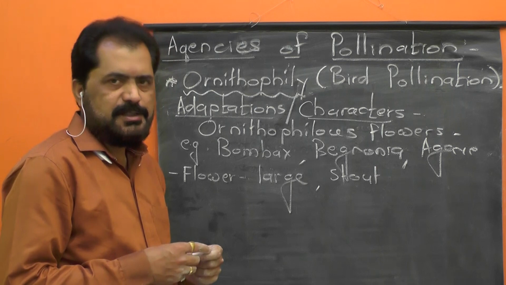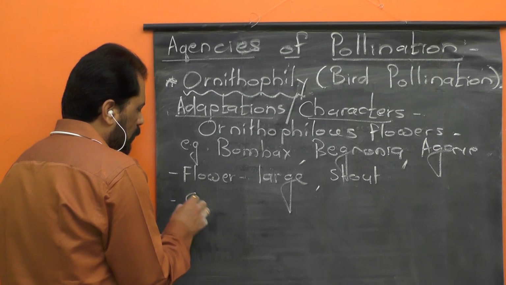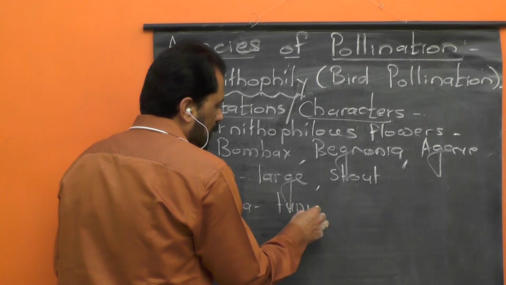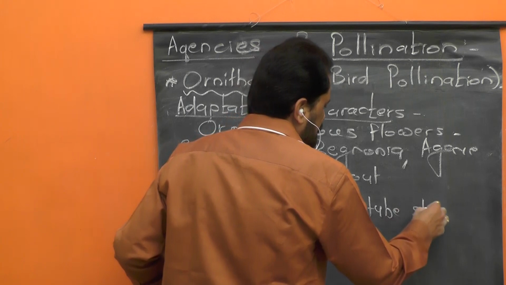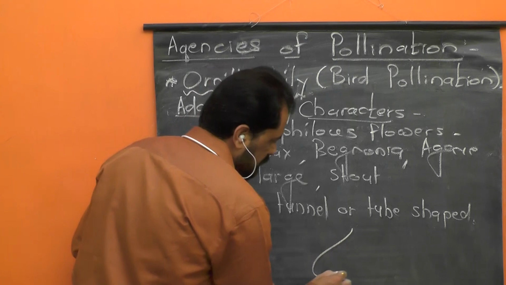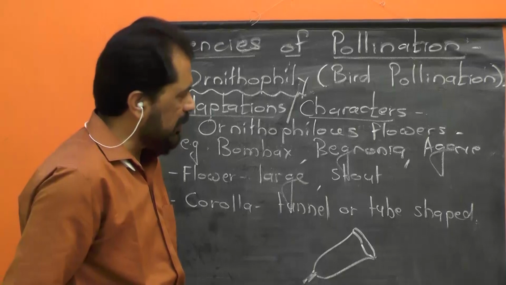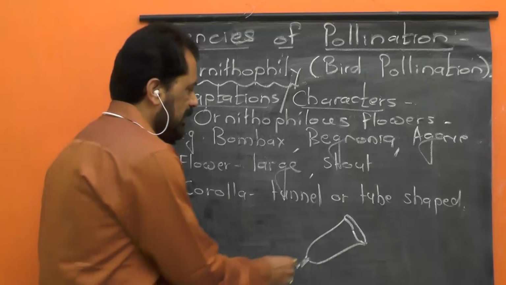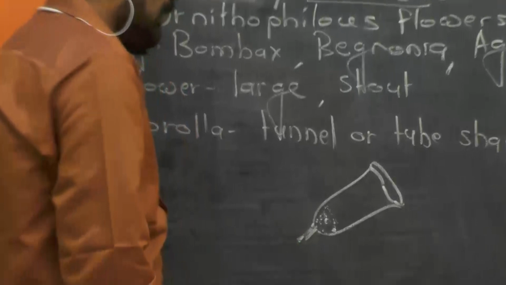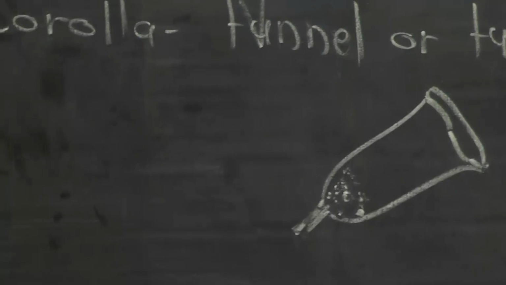Second, the corolla is funnel shaped or tube shaped. Tube shaped in this manner. Suppose here is the corolla. It appears just like a funnel or tube, so that the birds can easily suck, easily pick up the nectar which is generally found accumulated at the bottom of that corolla tube. So corolla is funnel shaped, or we can say tube shaped.